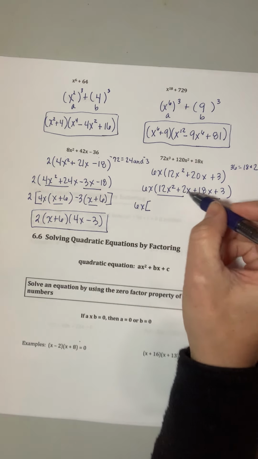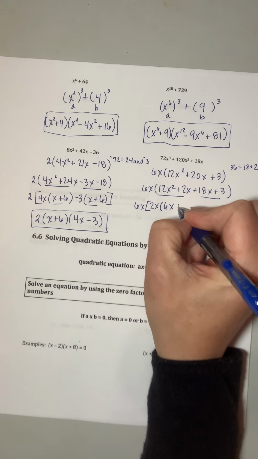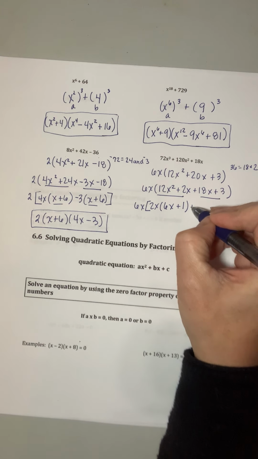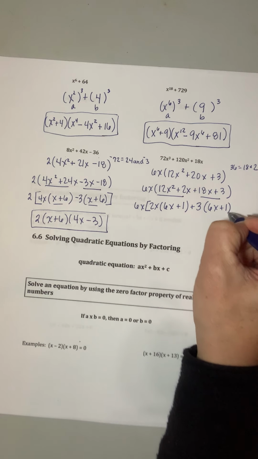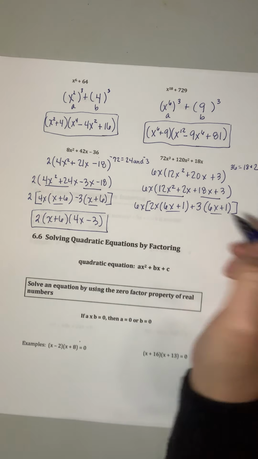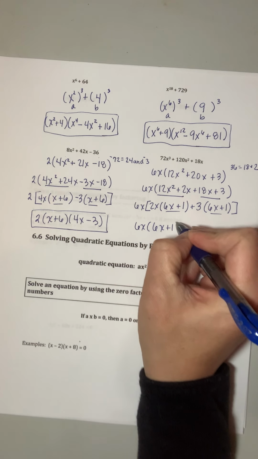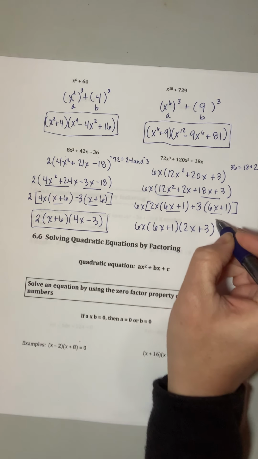All right, so I'm going to pull out of here a 2x, leaving me with 6x plus 1. I'm going to pull out of here a 3, leaving me with 6x plus 1. Those two match, so my final is 6x plus 1, and then 2x plus 3 with the 6x at the front.